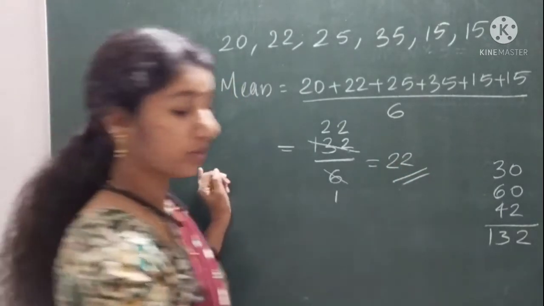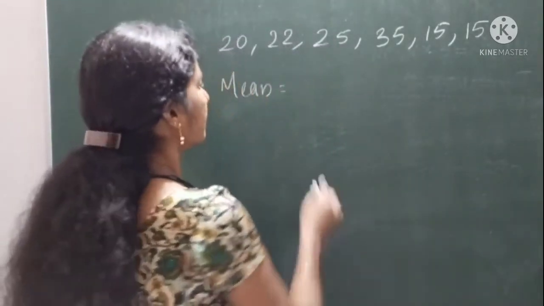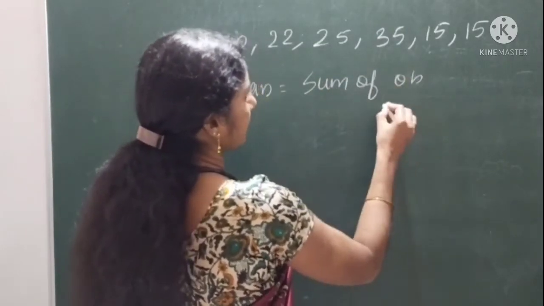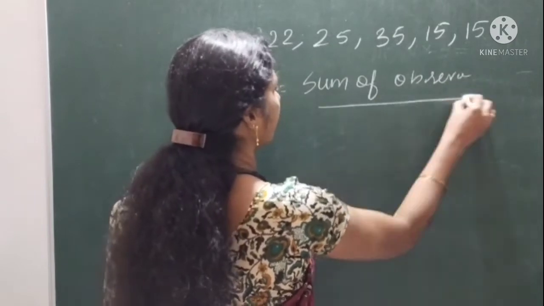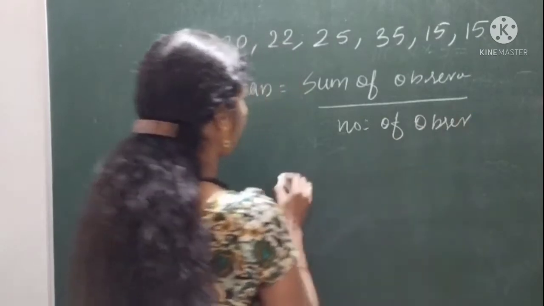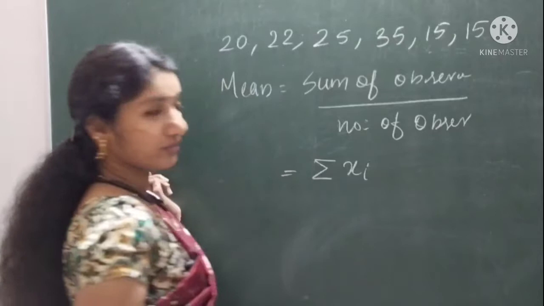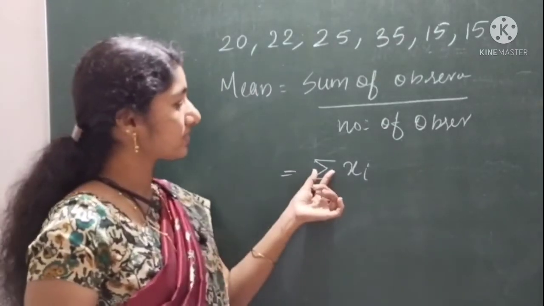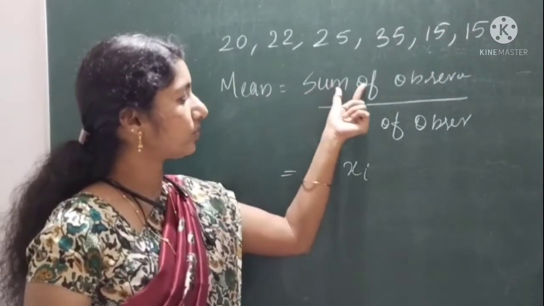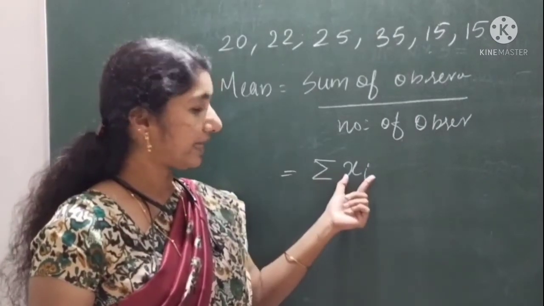Okay. See, we have a notation to write the sum of observations. Sum of observations divided by number of observations is equal to sigma xi. What is meant by sigma? Sigma is a notation we are using for representing sum of. So instead of writing sum of, you can write this letter sigma. It will be read as sigma xi.